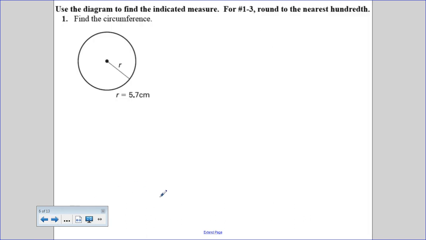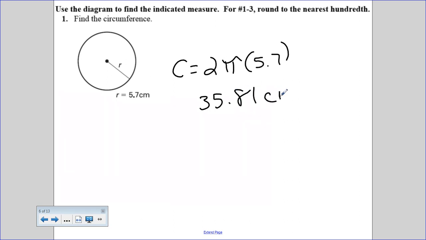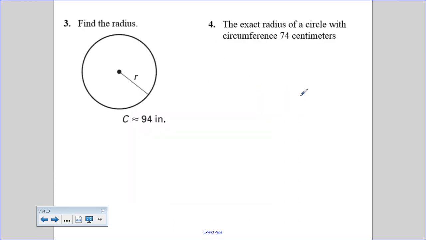Okay, so let's go back to circumference. It says round 1 through 3 to the nearest hundredth, but I cut out some of the examples in the interest of time. So if I want to find the circumference, well, circumference is 2 times pi times 5.7. We're given the radius, halfway across. So when I do out that math, I get 35.81 centimeters. Just plug it into the formula. Here I'm given the circumference.